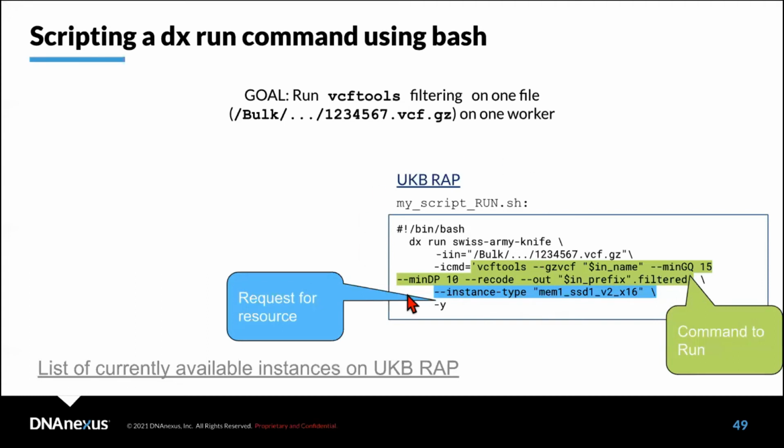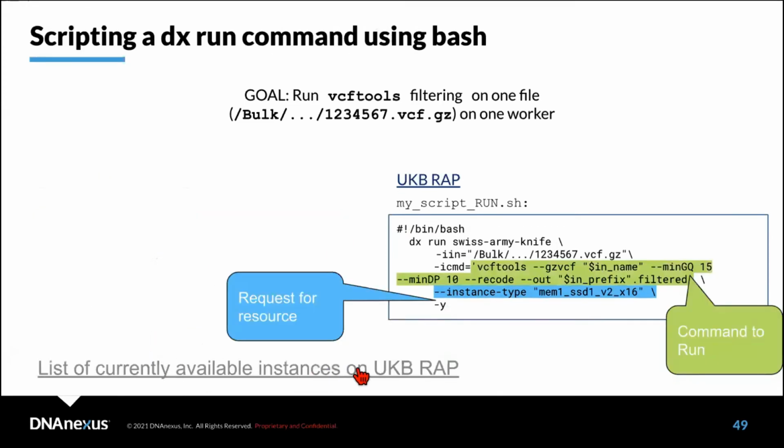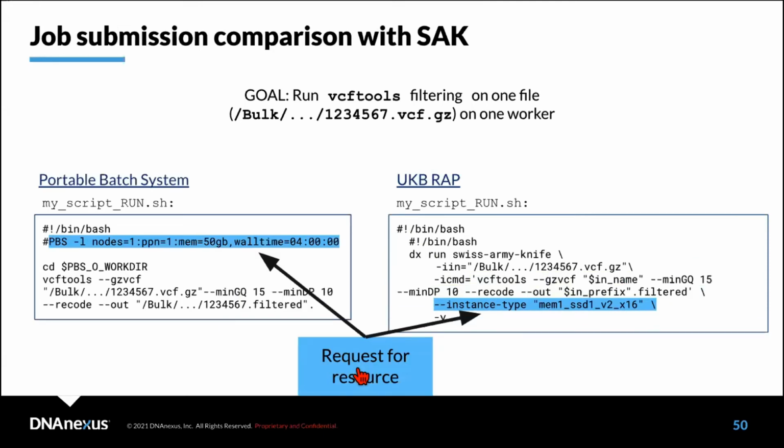So, okay, this was our UKB RAP. We're basically putting our dx run command into the script. Here is how it looks on your HPC if you're using Portable Batch System. So here is our instance type. It's here with a parameter, and here it's specified in the PBS. And this could not be 100% mapped with your HPC. So that's why we really encourage you to look into this link, the available instances, and map and find the ideal one for your particular job.